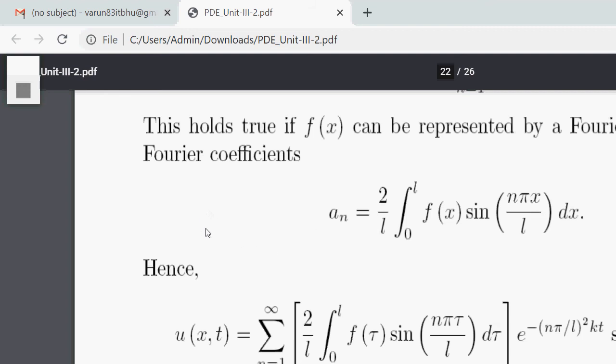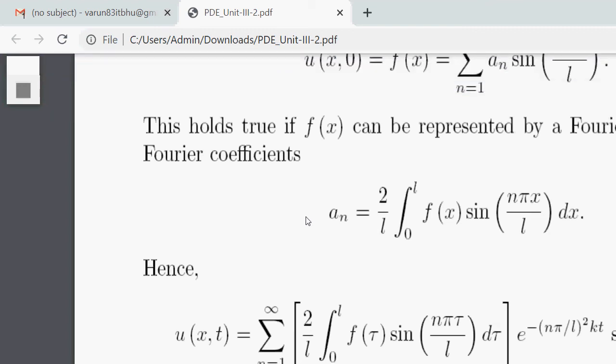A_n is 2 by l integral 0 to l f(tau) sin n pi tau by l d tau into e to the power minus (n pi by l) squared kt sin n pi x by l. Here we take a different variable tau, because here we use x. This integral is a definite integral, so it will be a number. So that number is A_n. So we get the formal series solution of the heat conduction problem.